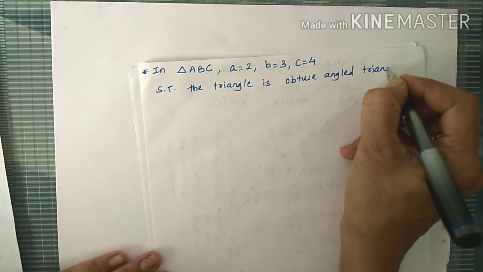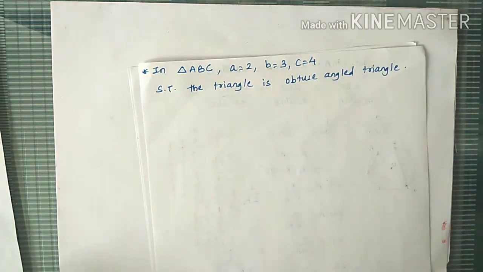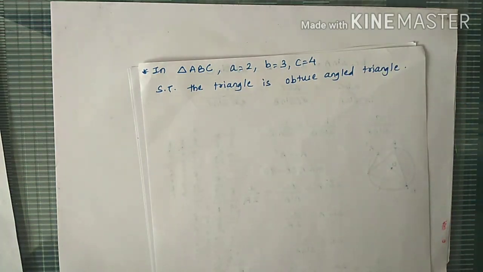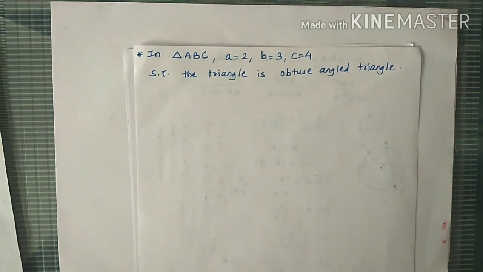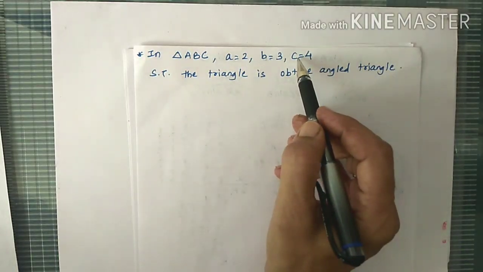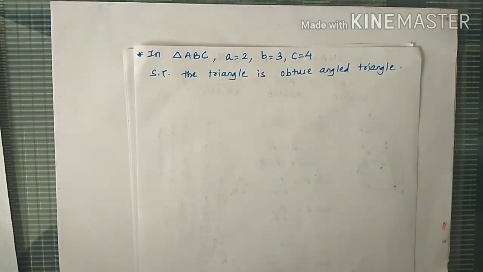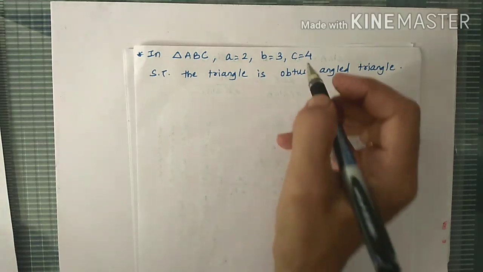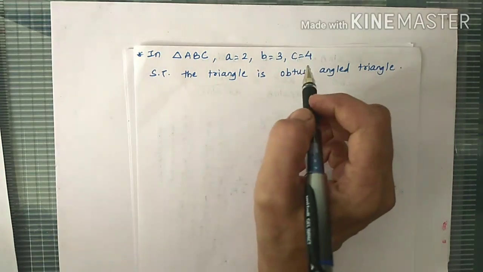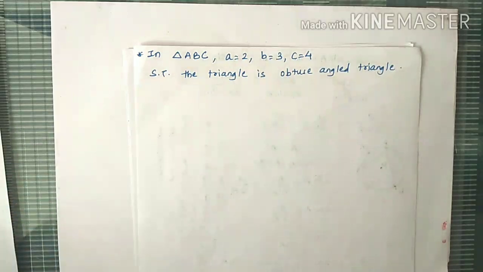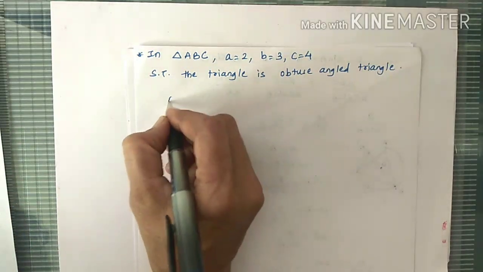How to prove that it is obtuse angle triangle? One of the angles is obtuse angle, that means either cos A, cos B or cos C has negative value. Now which one is to be found out? See here, c is having the greatest length. So the angle opposite to largest side has greatest measure. So as c equals 4, that means angle C is having greatest measure. So let's find out cos C.